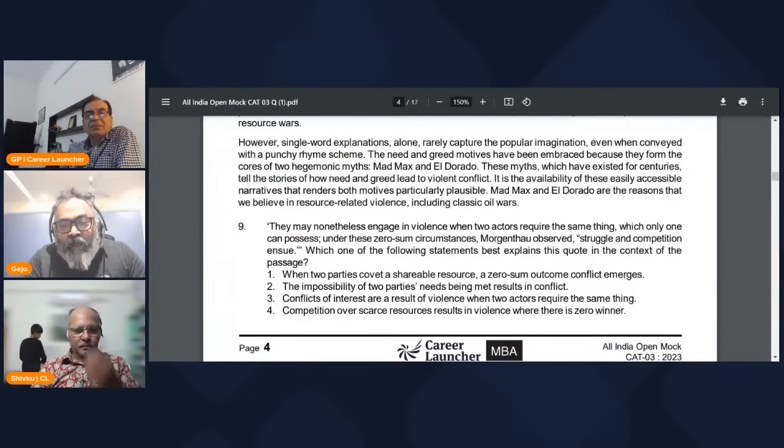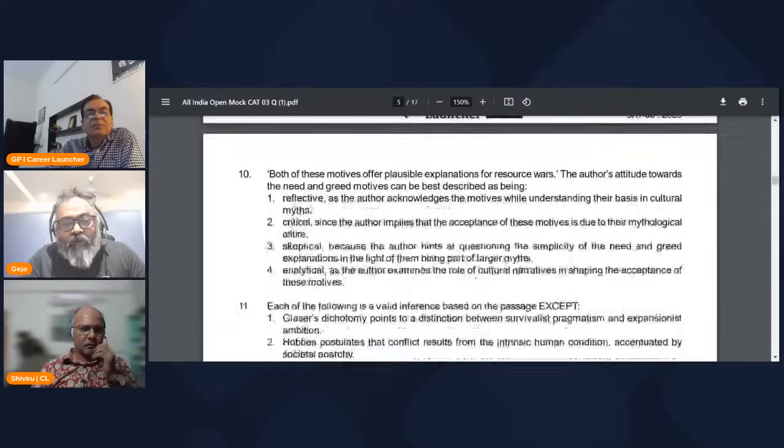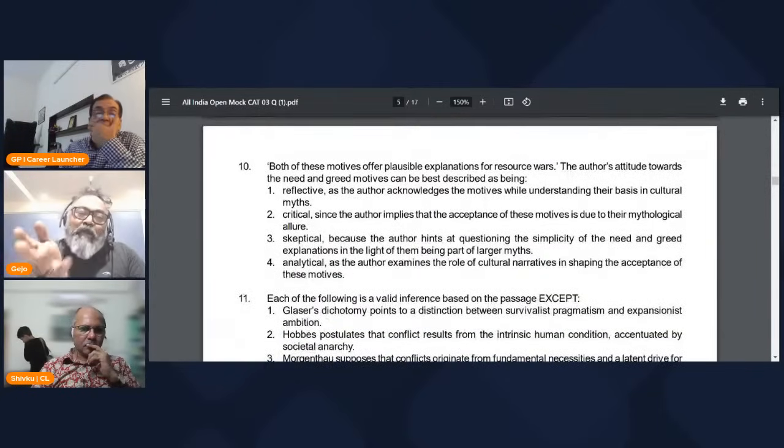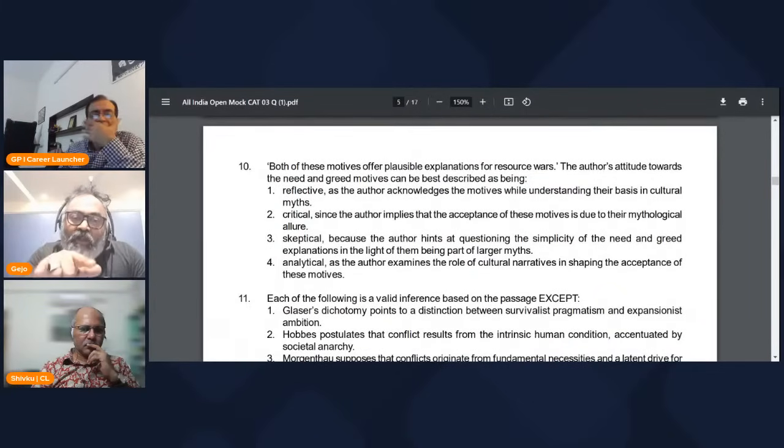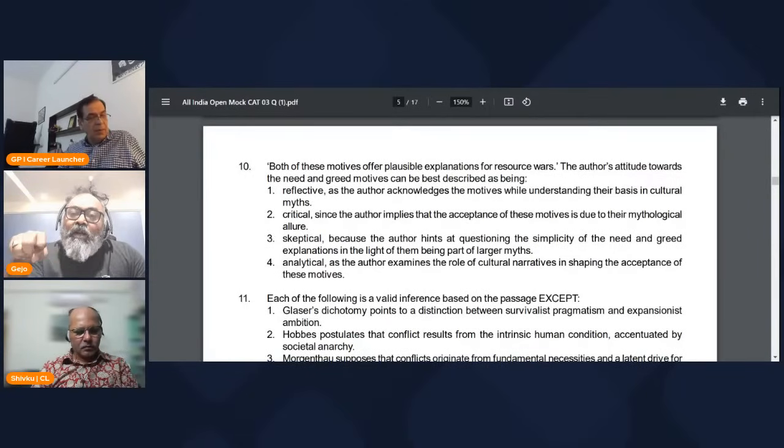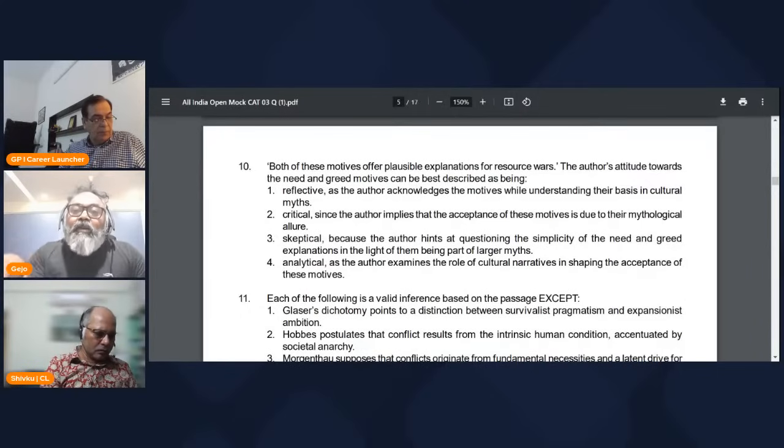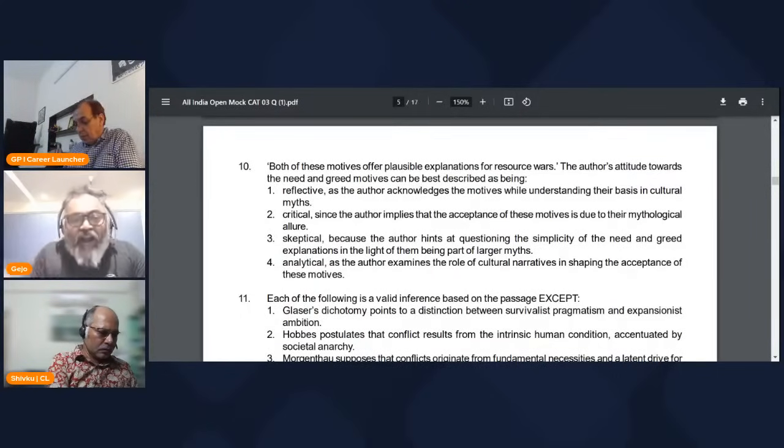And then you go to question number 10. That was, I think, the 9% accuracy question. So I think the problem with this particular question was one sentence was given. Both these motives offer possible explanations for resource wars. But the question is, the author's attitude towards need and greed motives can be described as being. So the author's attitude is in general about it. And the last passage is saying that it is based on two myths, and myths are false beliefs.